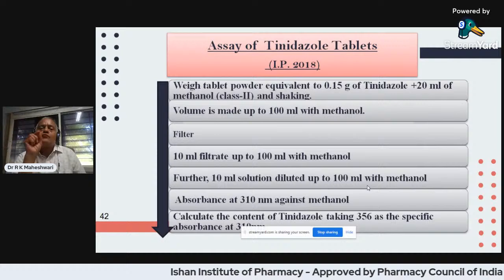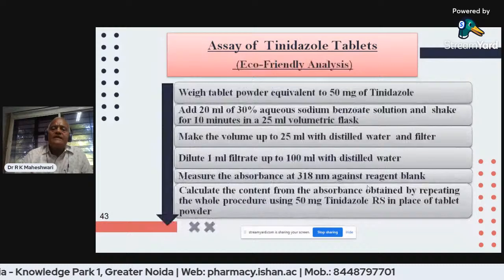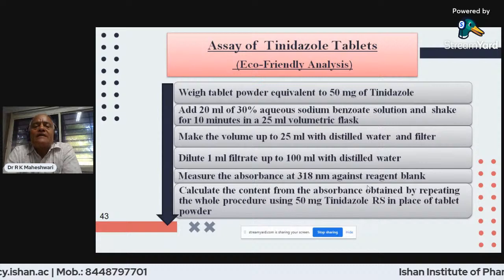Now one thing you will have to keep in your mind: in methanol solvent, the peak of tinidazole comes at 310 nm. Now, we can replace this methanol by sodium benzoate solution. How? This is an eco-friendly method, or the hydrotropic method.